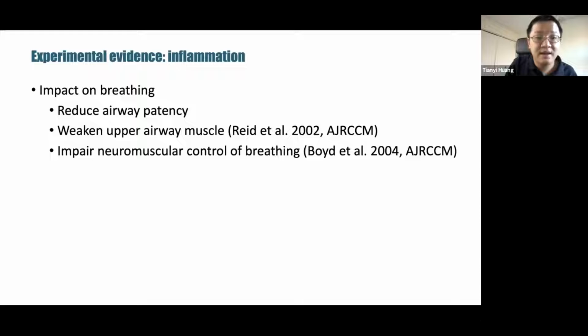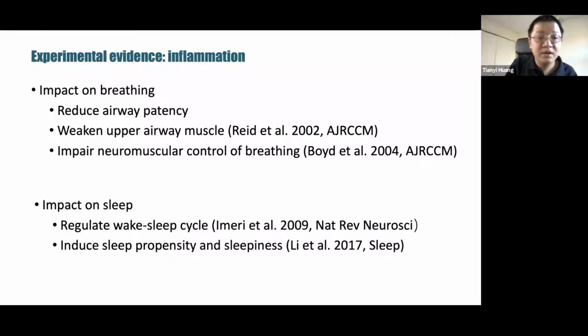For example, there are studies showing that inflammation has a direct impact on breathing. Inflammation can enlarge the soft tissues and reduce airway patency. It can also weaken upper airway muscle, leading to airway collapsibility. Increased inflammation, especially local inflammation, can impair neuromuscular control of breathing and also lead to sleep apnea. In addition to the direct impact on breathing, inflammation also has an independent impact on sleep. There is more evidence on this part: inflammation regulates wake-sleep cycles, and inflammation induces sleep propensity and sleepiness, which means that inflammation may be more strongly related to symptomatic sleep apnea or more severe sleep apnea.